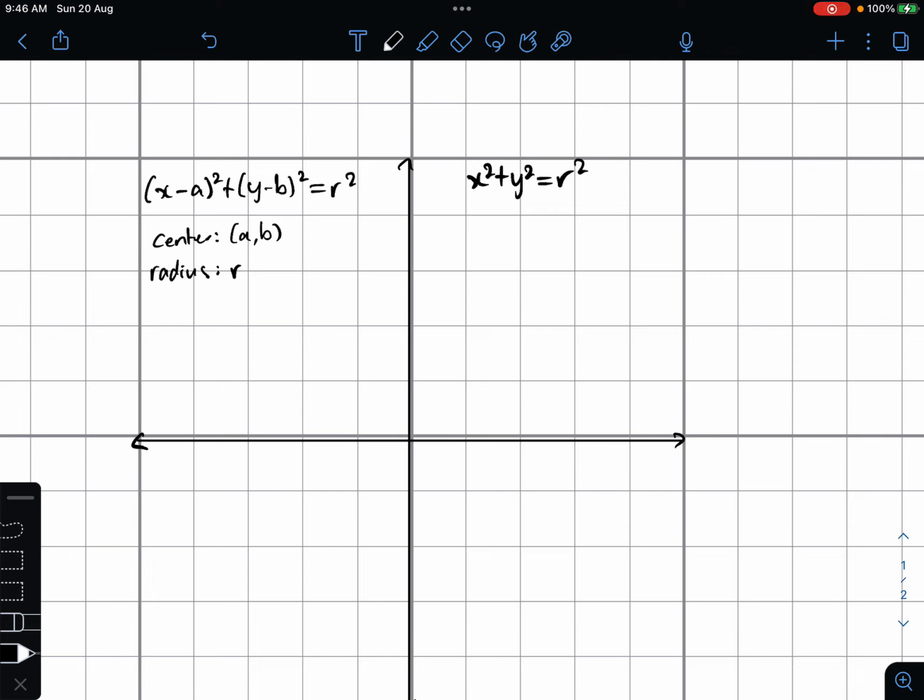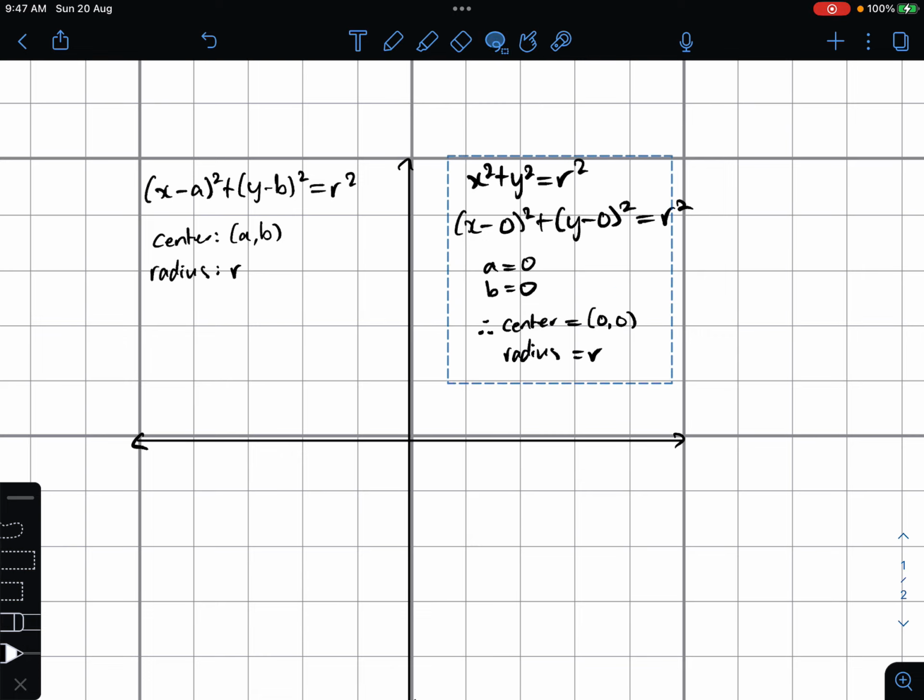this can be rewritten as (x minus 0) squared plus (y minus 0) squared equals r squared. And therefore a equals 0, b equals 0. Therefore center equals (0, 0), and radius equals r.